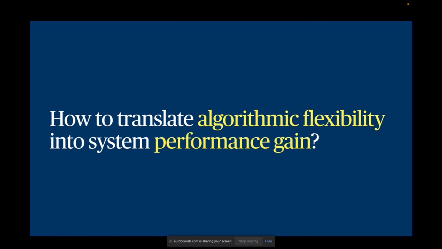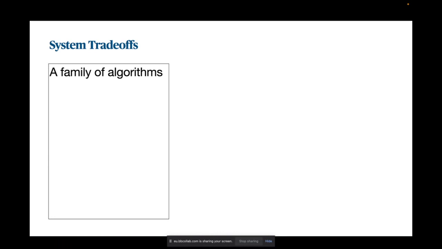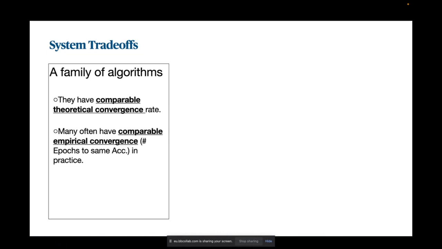How can we translate that flexibility on the algorithm side into performance improvement on the system side? Because this question is really not that trivial. Analytically, it's pretty clear what we should do, because we have this family of algorithms. They have comparable theoretical convergence rates, and often comparable empirical convergence rates, but very different time-per-iteration profiles for different network conditions.